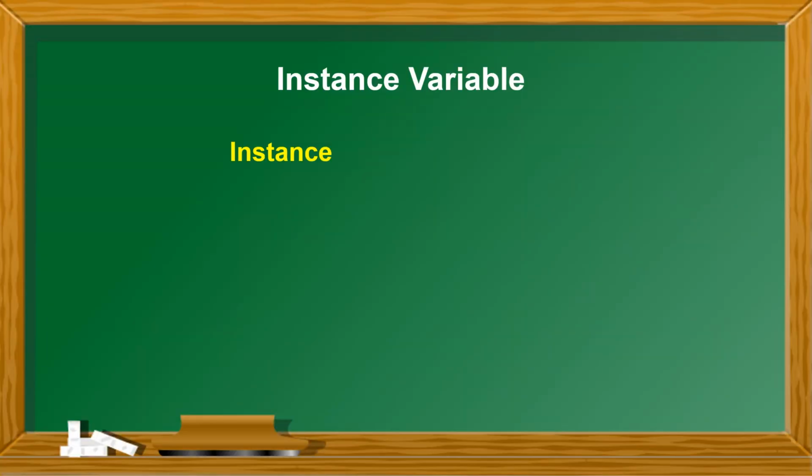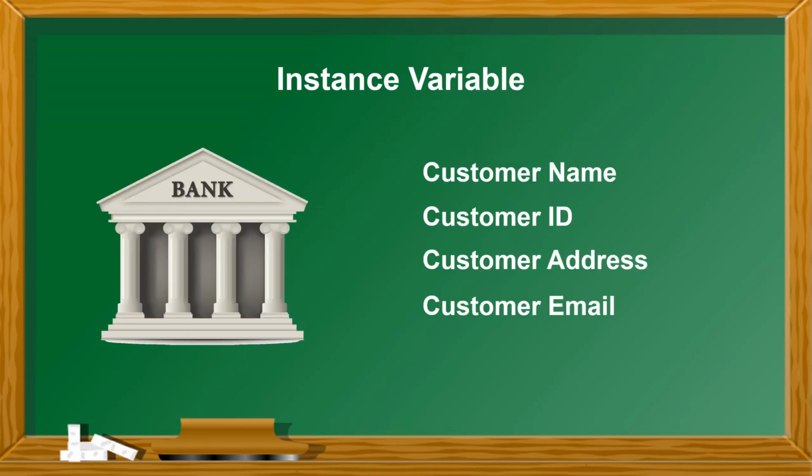Instance variable. The word instance literally means changing or dynamic. Let's consider a scenario. In a bank, the details such as customer name, customer ID, customer address and customer email keep on changing from one person to another. So that's why this information is what we call instance information or dynamic information. On the whole, the common properties or information which are common for all the customers are what we call static variables, and the information which keeps changing from one customer to another is what we call instance variables.